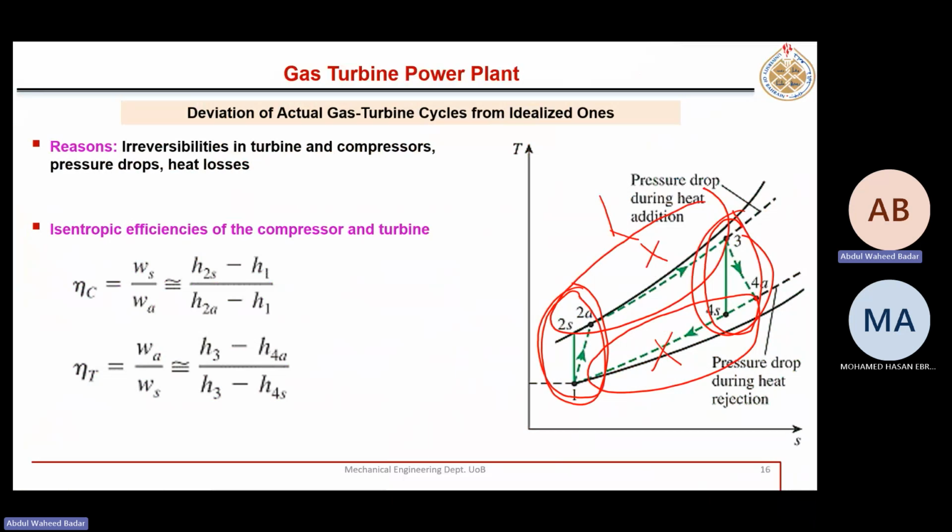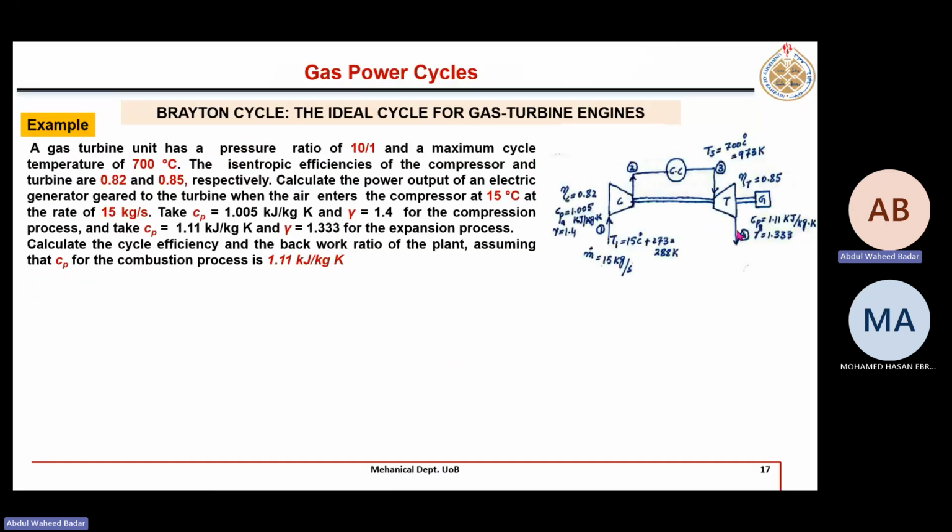Okay. Based on this, we can solve this simple numerical problem, which we did in Thermo 2 also. I will quickly go through. It's a simple cycle. Constant CPs for this and constant CP for this is given. Take CP this and gamma this for compression. A different CP and a little different gamma for expansion process. Okay. Isentropic efficiencies are also given.